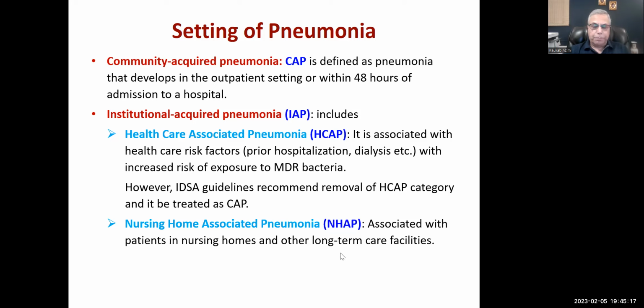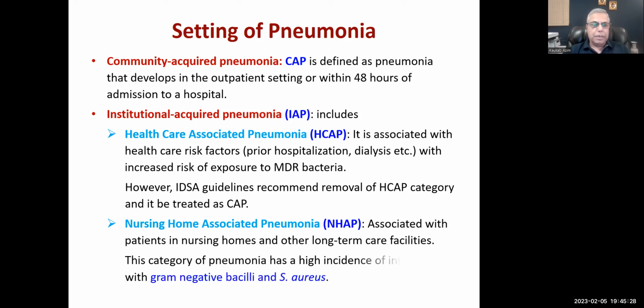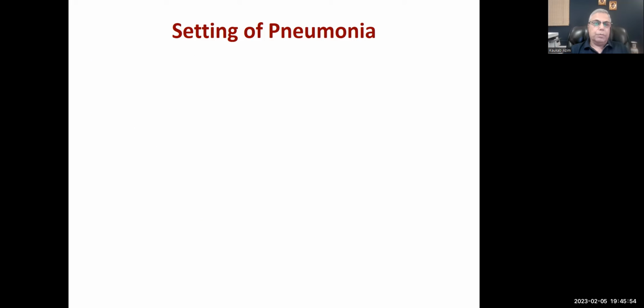You can include old homes over there. And sometimes, jails or overcrowded places where people live together, that could be included in this. This category of pneumonia has a high incidence of infection with gram-negative bacilli and Staph aureus, which is obviously gram-positive, right? So what we are seeing is that depending on the setting of the pneumonia, the organisms could differ from each other. And I'll show you many slides in which I'll show you the organisms that cause pneumonia, okay?